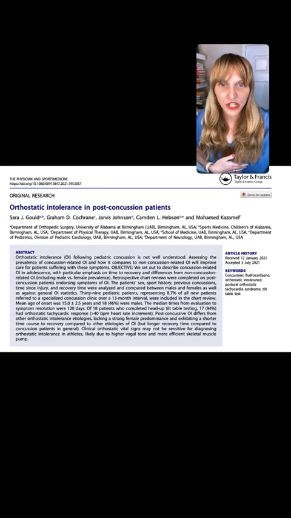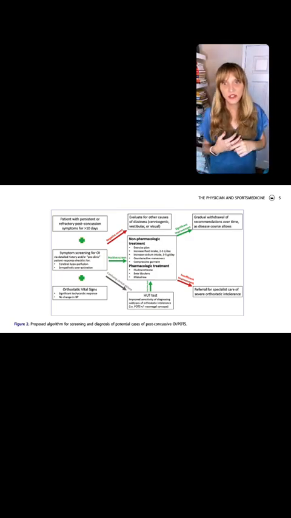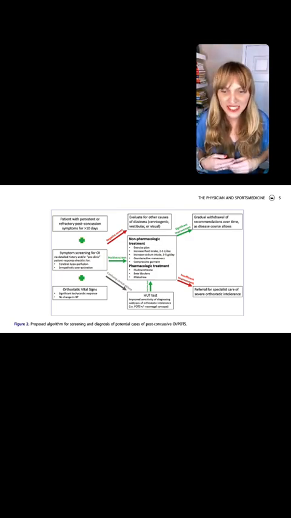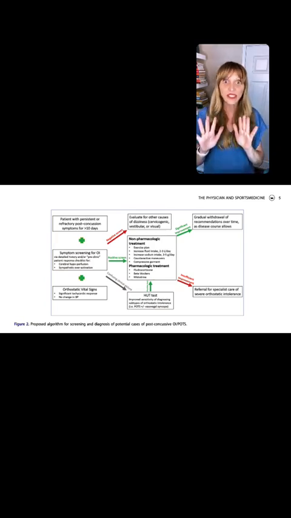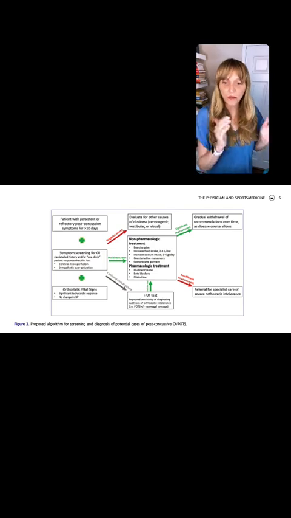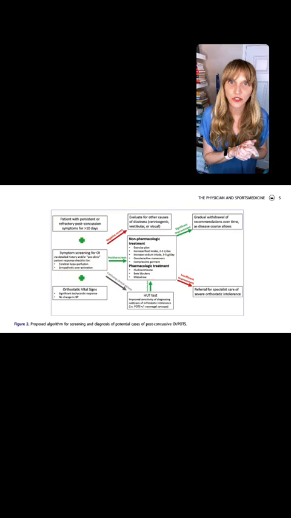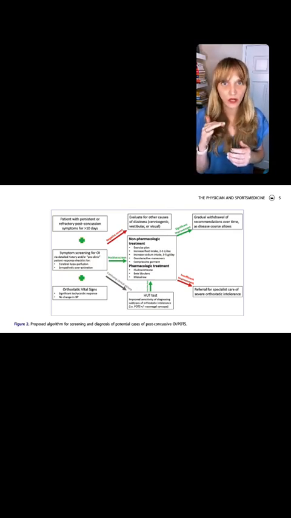And here's where I want to share another resource for you. This is also from this article. By the way, if you're on our email list, I'll send out a link to this article. Oh, it's teeny tiny. I don't know if you can even read it, but I'll send out a link to the article. This was actually their proposed algorithm for screening and diagnosis of potential cases of post-concussion orthostatic intolerance or POTS.